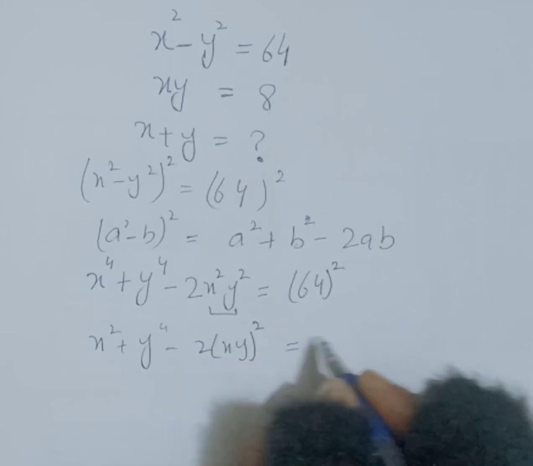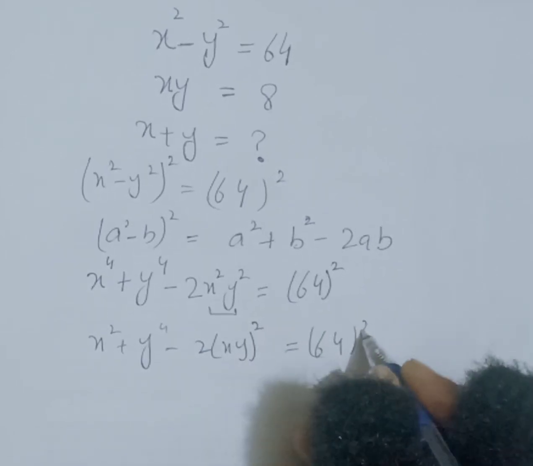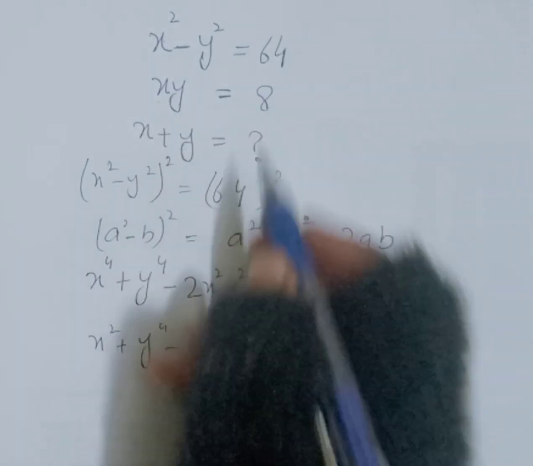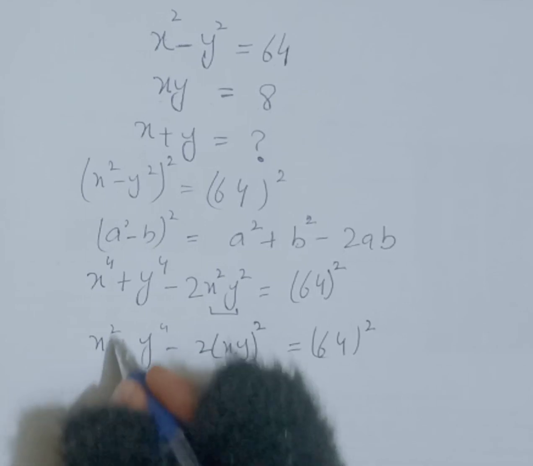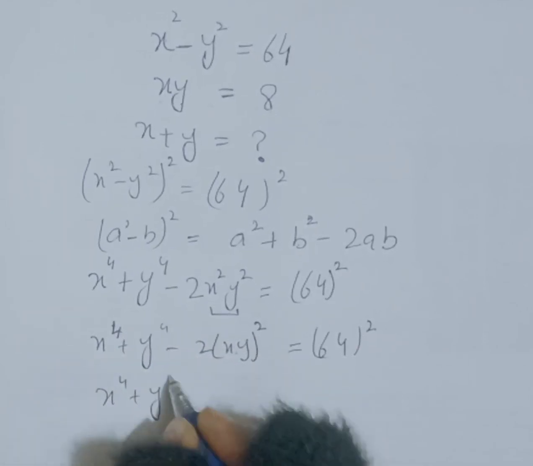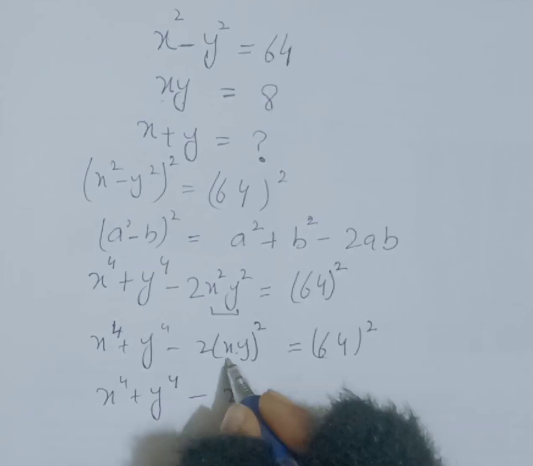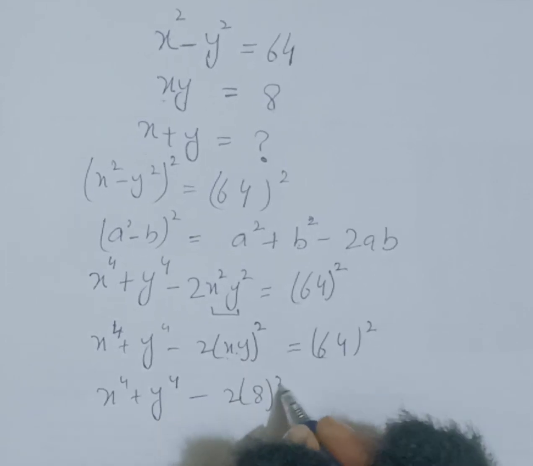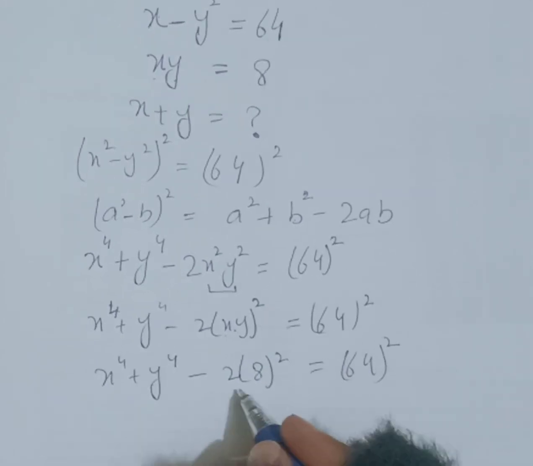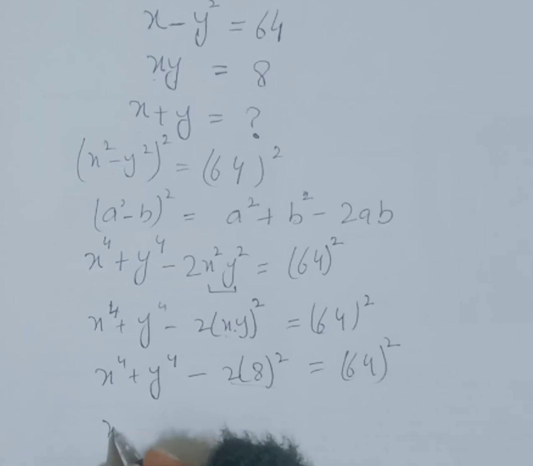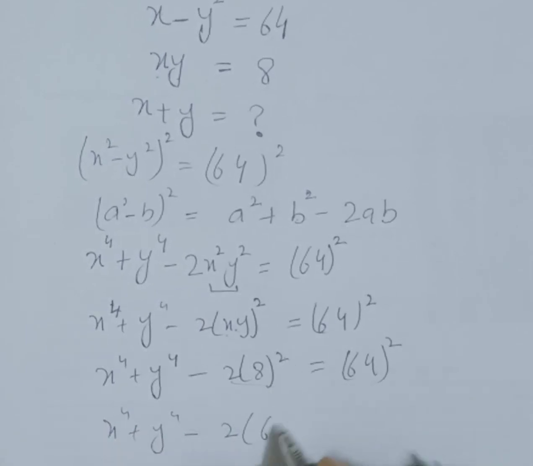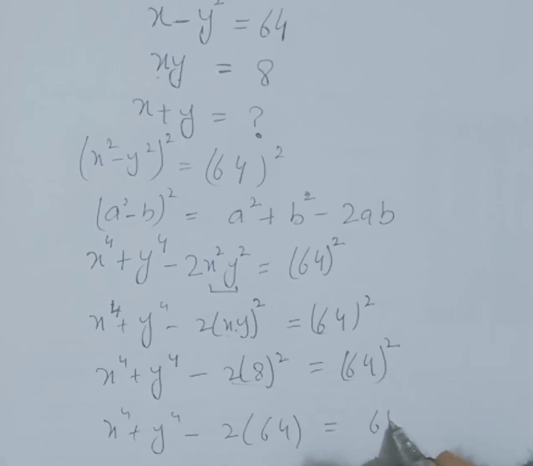It is equal to 64 raised to the power 2, and xy is equal to 8, so we replace this by 8, then we get x^4 plus y^4 minus 2 times 8 square is equal to 64 raised to the power 2. So this is x^4 plus y^4 minus 2 times 8 square, and 8 square is 64, is equal to 64 raised to the power 2.